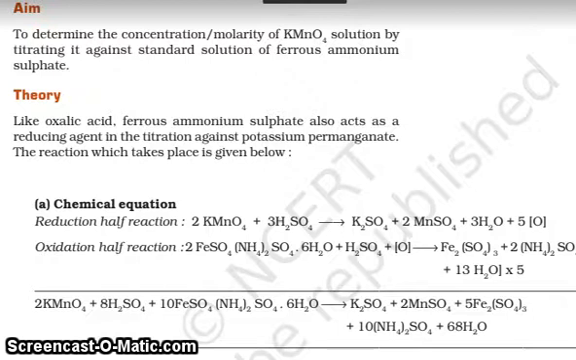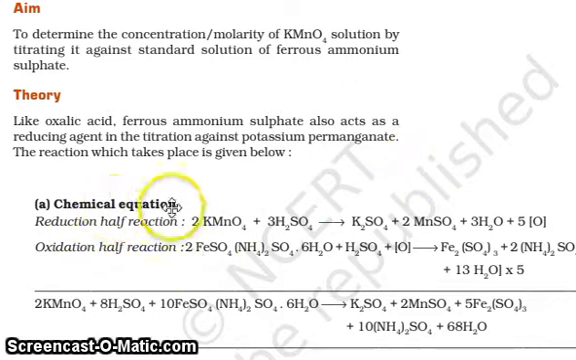So what is the theory? Ferrous ammonium sulfate acts as a reducing agent in the titrations against potassium permanganate. The reaction which takes place is like that. Chemical equation, reduction half reaction: 2 moles KMnO4, 3 moles H2SO4. It gives 1 mole K2SO4, 2 moles MnSO4 and 3 moles H2O and 5 nascent oxygens.